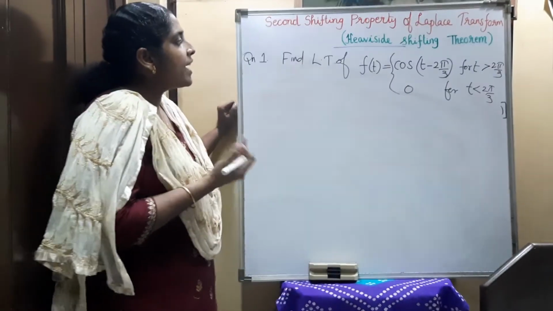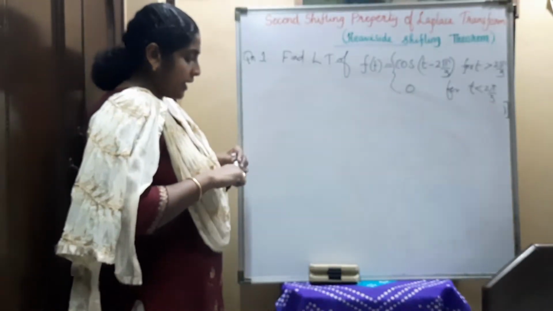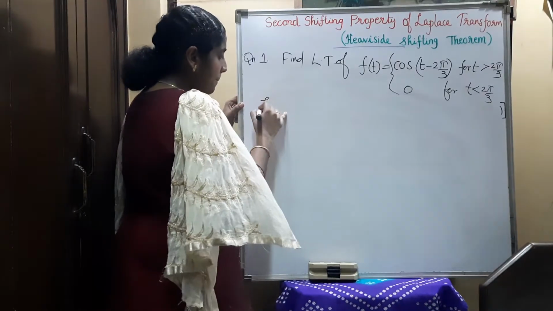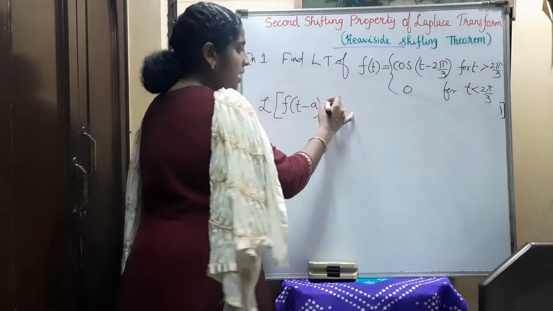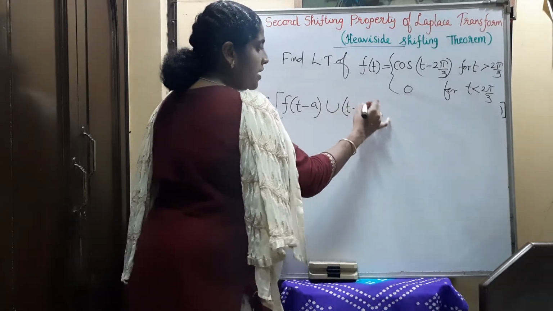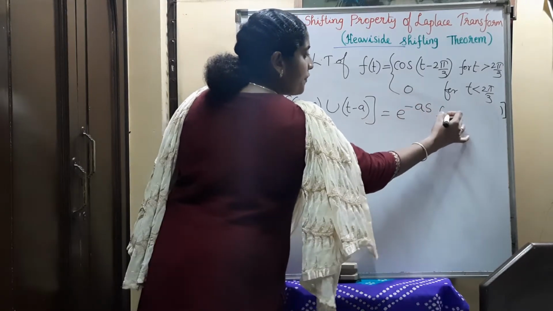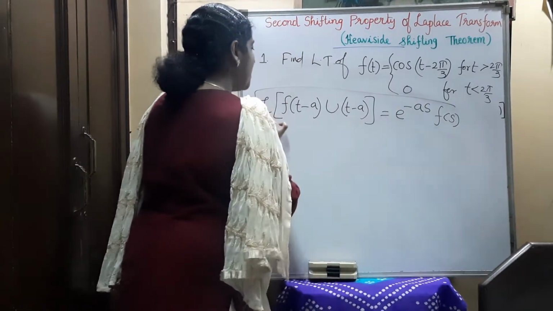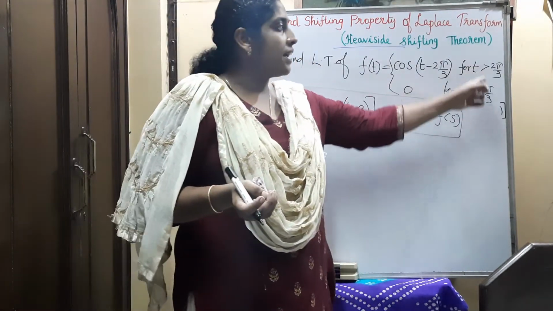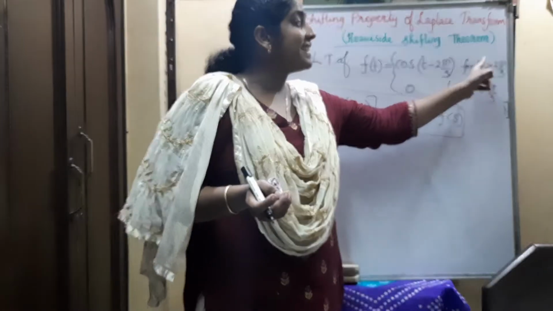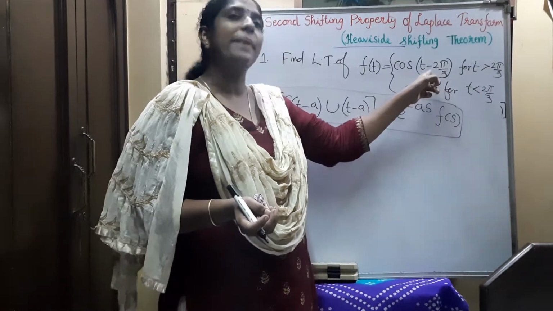So in this case, we can introduce the second shifting property. What is the second shifting property? The Laplace transform of f of t minus a into the unit function is equal to e raised to minus as F of s. This is our second shifting property. See the question. Here, it has two conditions, t greater than a and t less than a, and the same a shifting happened with the t parameter.